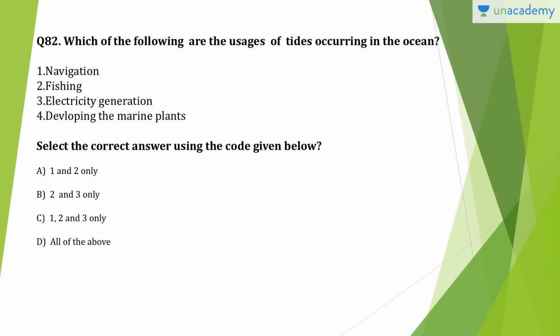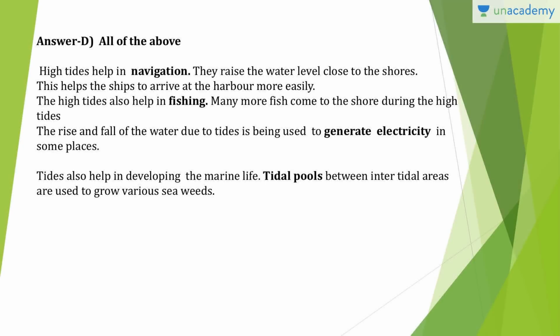Question number 82. Which of the following are the usage of tide occurring in the ocean? Navigation, yes, for sure. Fishing also, yes, it helps. Electricity generation, yes, you can use tidal power. Developing the marine plants, that is also correct. So the answer here is D, all of the above. All of these are uses of tides.